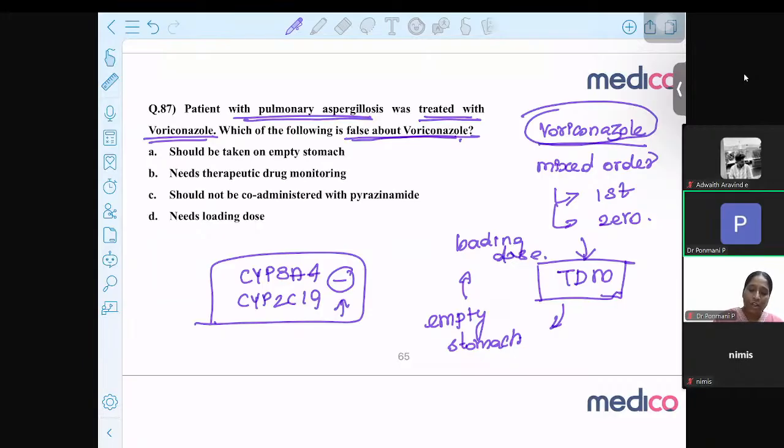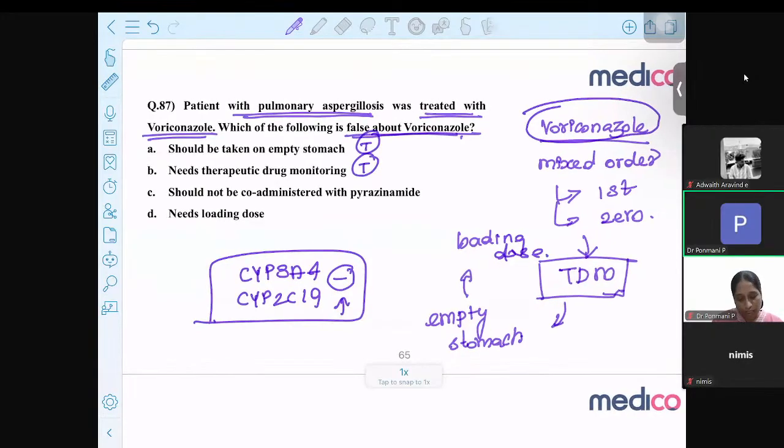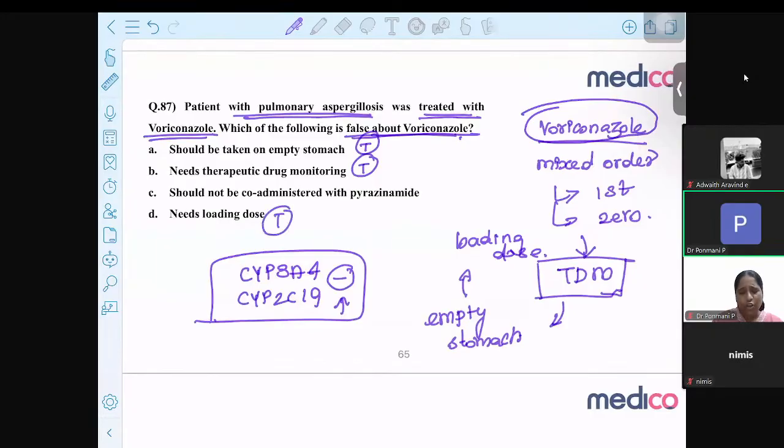It should be taken on an empty stomach. Just now we said it should be taken on an empty stomach for quicker absorption. It needs TDM, yes, because it follows mixed order kinetics. It needs a loading dose, of course, yes. It should not be administered with pyrazinamide? No, there is no such concept.